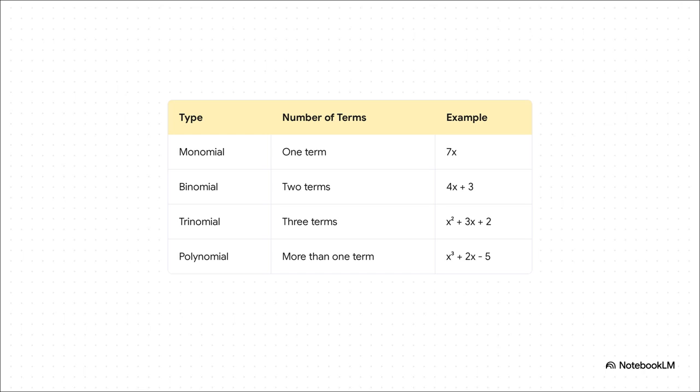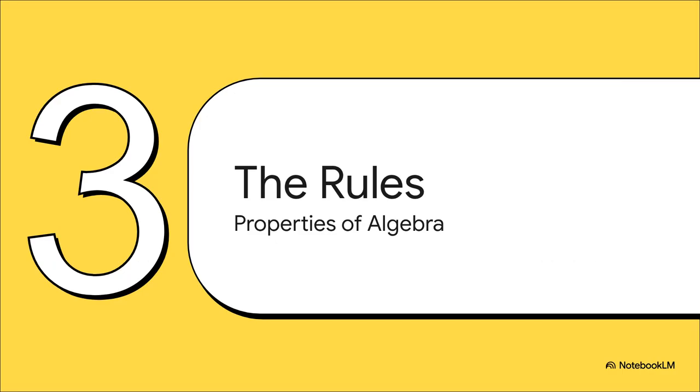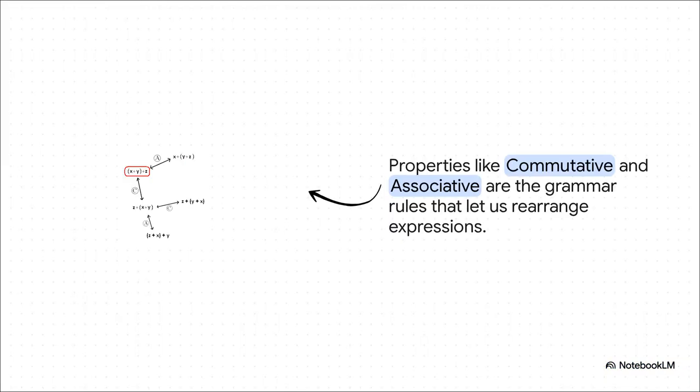Poly just means many. Okay, so we know the building blocks, and we know how to name the structures. Now it's time to learn the rules of the game. Just like any language, algebra has its own grammar that tells us how we can put all these pieces together, and more importantly, how we can move them around. Two of the most important grammar rules are the commutative and associative properties.